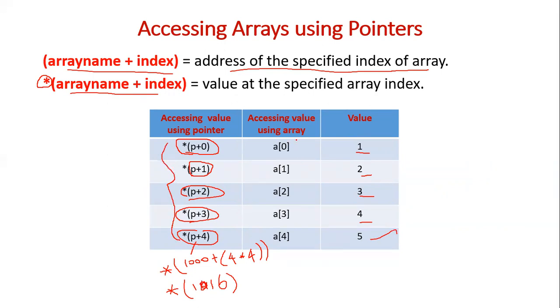And directly by using the array, you can access like this. A of 0 refers to 1. A of 1 refers to this location. A of 2 refers to this value. A of 3 refers to this value. And A of 4 refers to this value. Okay. I think it's clear.